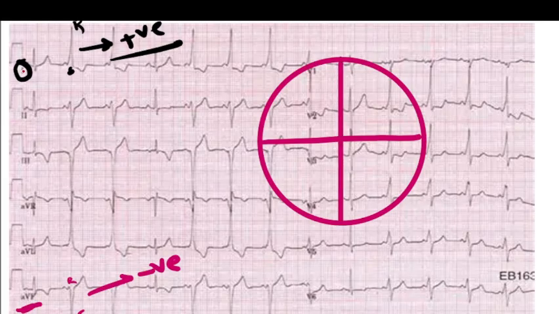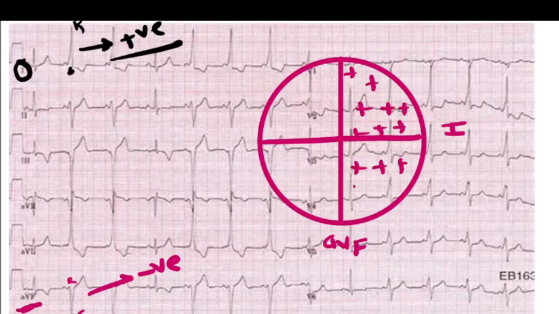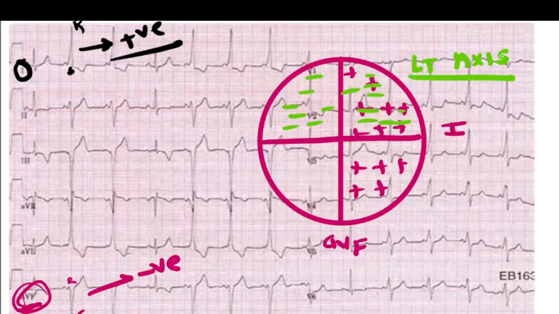Let's shade. Lead 1 positive, this is lead 1. Inferior, this is AVF. Lead 1 positive means shade this area, half the circle closer to lead 1. Now what about lead AVF? In AVF it is negative, so shade this area. So which area is common here? It is the left upper part, so it is left axis.